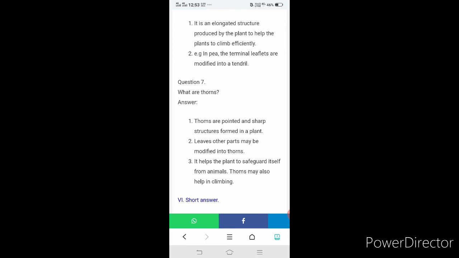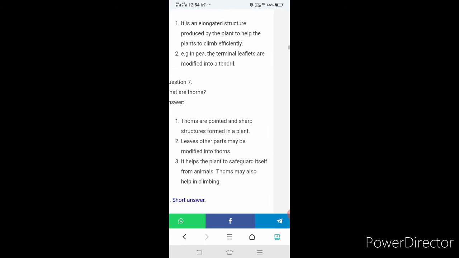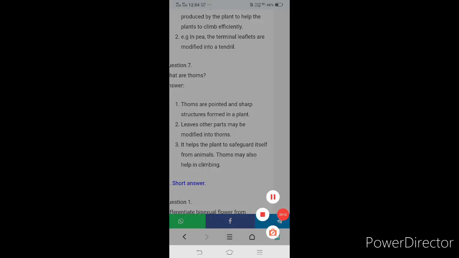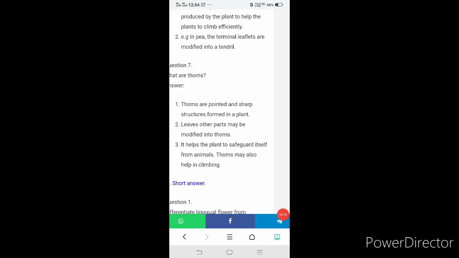It helps the plant to safeguard itself. Why are the thorns present? To safeguard itself from the animals. So sometimes thorns may also help in climbing. Clear? So what is the use of thorns? To safeguard itself from the animals, and sometimes it is also useful for climbing. So there are 3 points given for thorns. Thorns are pointed and sharp structures formed in a plant. Leaves and the other parts may be modified into thorns. It helps the plant to safeguard itself from animals, and thorns may also be helpful in climbing.